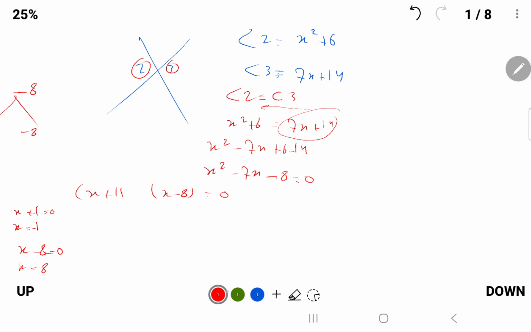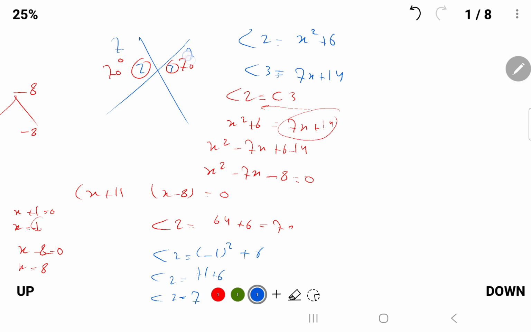Now here we have angle 2 is equal to 8 squared, which is 64, plus 6, which is equal to 70. So here we have 70. And if angle 2 is equal to 70, angle 3 is equal to 70 also. And for the second answer we have minus 1. So angle 2 is equal to x squared, minus 1 squared, plus 6. Minus 1 squared is plus 1, plus 6. Angle 2 is equal to 7. So the second answer is 7. So this is the final answer.